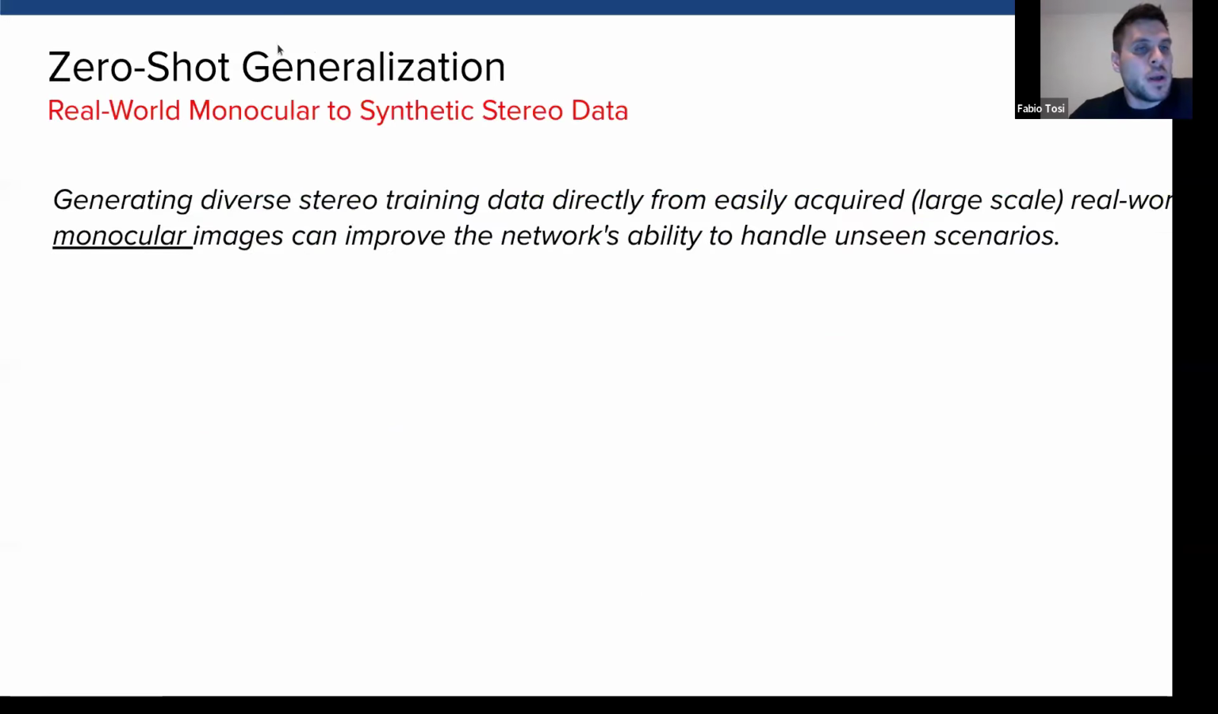Okay, we now discuss the last subsection of the zero-shot generalization approaches. In this case, we will analyze methodologies that generate diverse stereo training data directly from easily acquired real-world monocular images. In these works, the authors demonstrate that using real-world RGB images is better than using just synthetic stereo data with ground truth available.